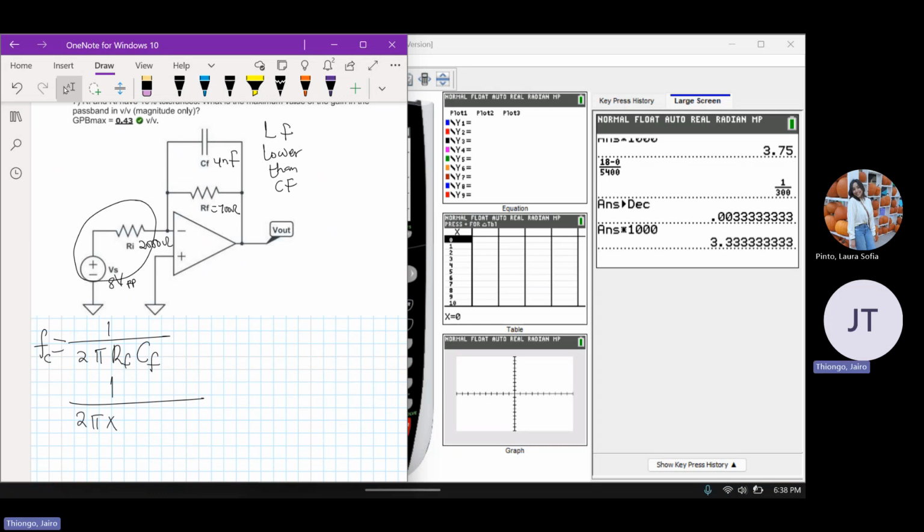Give me one moment, my laptop is dying, I need to connect it.